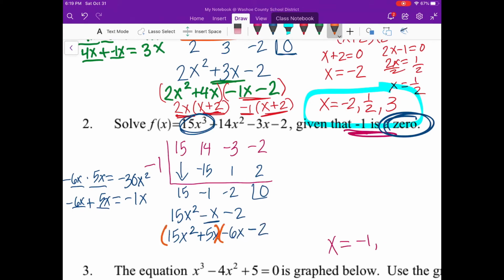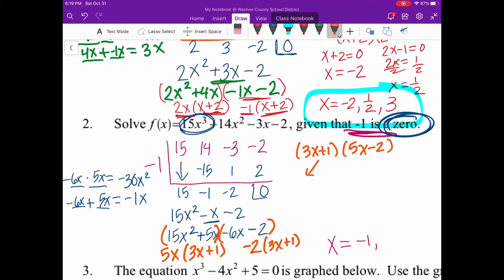Factor by grouping my first two and my last two. The first term has 5x in common, so I take out a 5x. That leaves me with 3x plus 1. And the second factor, I can take out a negative 2, and the inside is 3x plus 1. So again, your new factors here are 3x plus 1 and 5x minus 2. I'm going to take each factor and set it equal to 0 to solve for x. This one gives me x equals negative 1/3. This one gives me x equals positive 2/5.